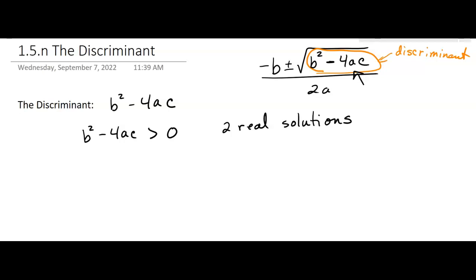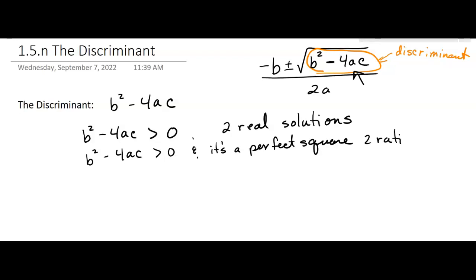In fact, if b squared minus 4ac is greater than 0 and it's a perfect square, then we're going to get two rational solutions. Now, they're real also, but sometimes they like to know that.